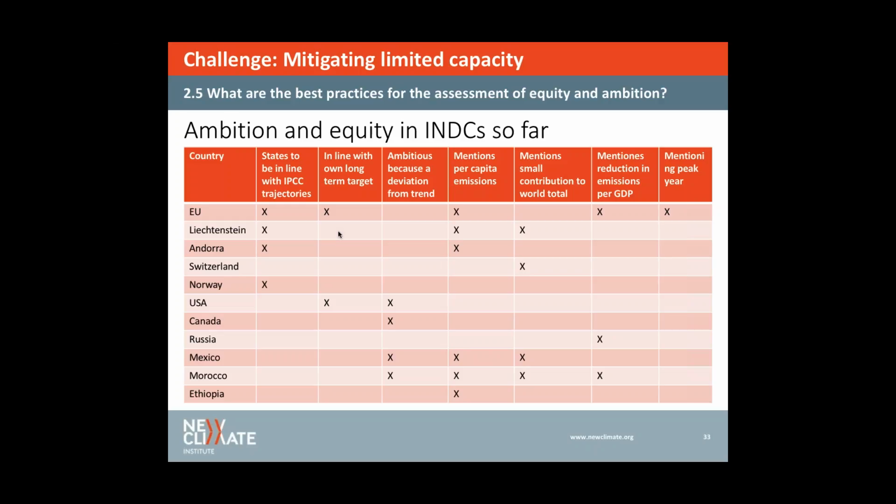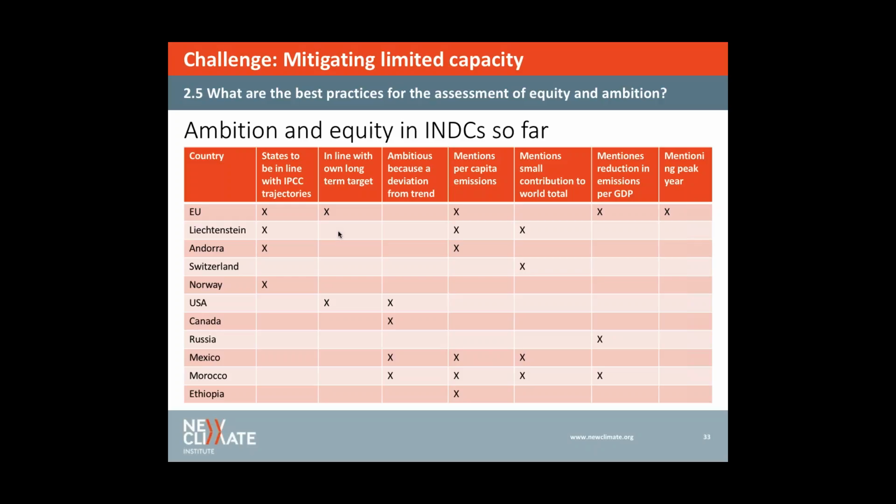Well, on the left-hand side, first you see many countries have said their INDC is in line with IPCC trajectories, so they've compared it to other trajectories that are available outside. Some have said it's ambitious because it's in line with their long-term target, and the long-term target in these two cases, US and EU, is what they say is ambitious. It's minus 80% by 2050, and their short-term targets are in line with the long-term target, and that's why they say it's equitable and ambitious. Then quite a few countries say it's ambitious because it's a deviation from the trend. It's a step change. It's something really new. It has not happened before. It's something in addition. And that already makes it ambitious. Many mention per capita emissions as an important criterion.